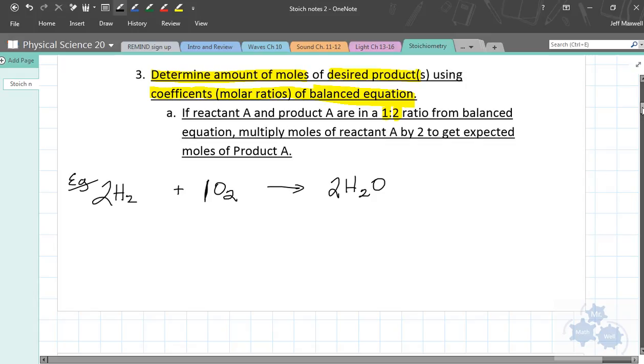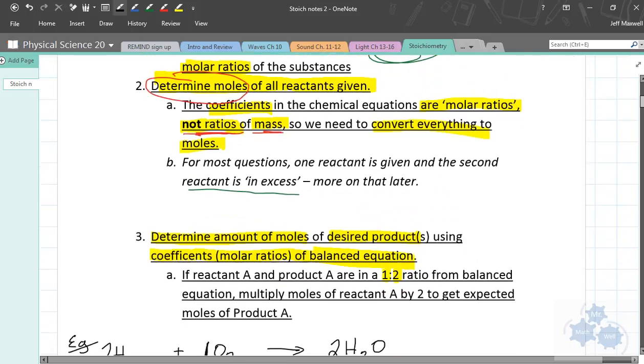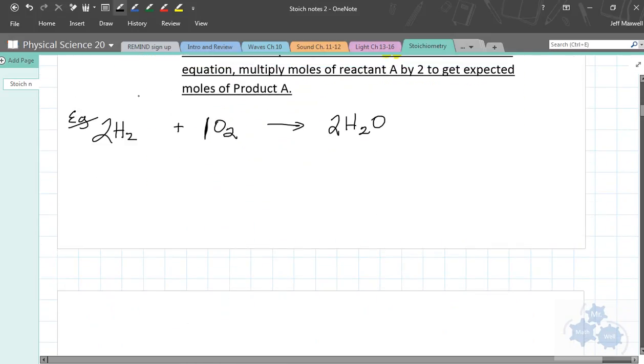Okay, what about step 2? What does it say again? Step 2 says determine moles of all reactants given. Okay, so in this example, I am going to say that we have 2.5 moles of H2, and oxygen is in excess, so we have an excessive amount of oxygen.